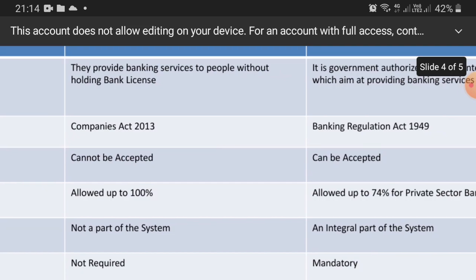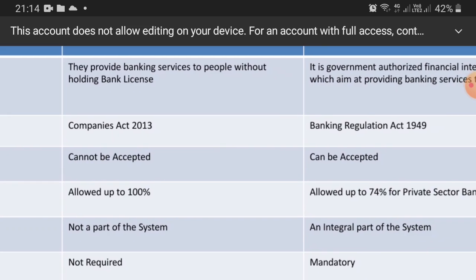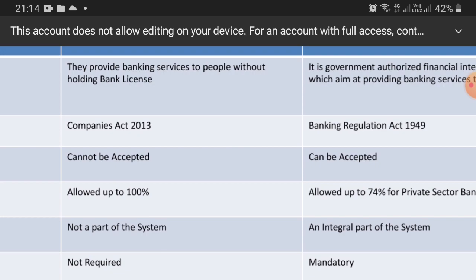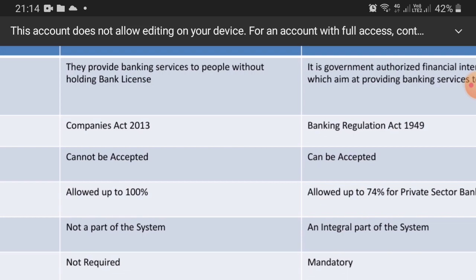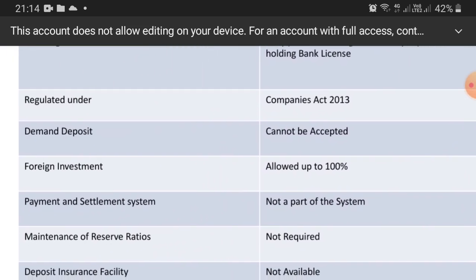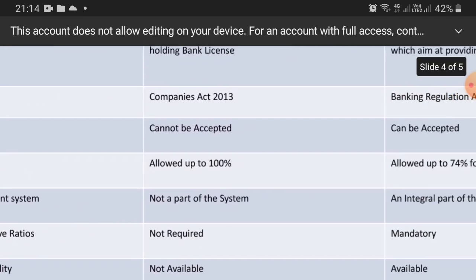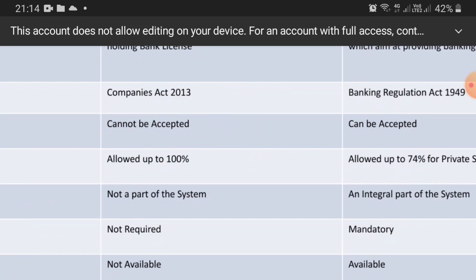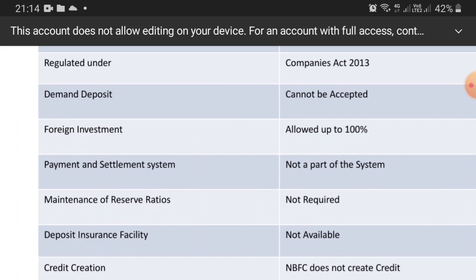The second point of difference, regulated under. The banks are regulated by the Banking Regulation Act of 1949, whereas the NBFCs, since they are registered as a company, are regulated by the Companies Act of 2013, where the earlier act before amendment was the Companies Act of 1956.